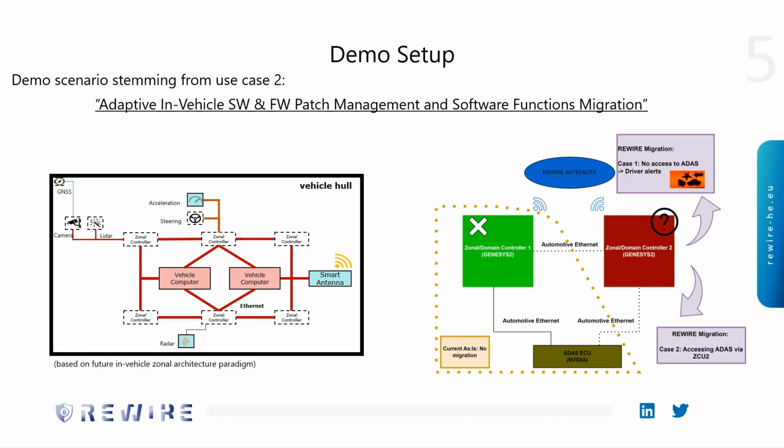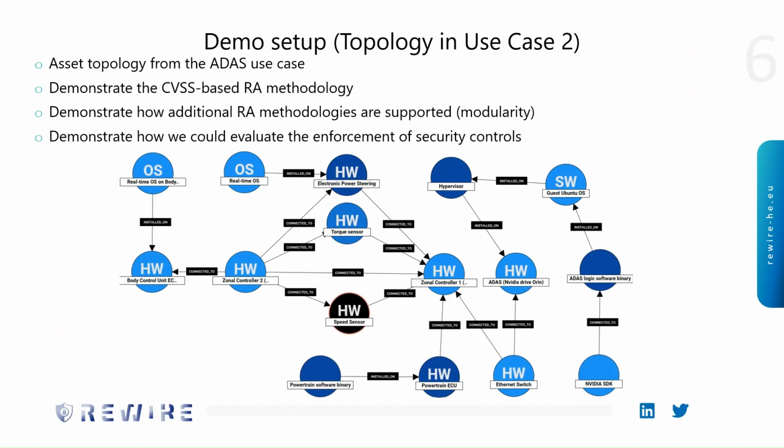First of all, in the context of the risk assessment platform, we want to model the in-vehicle topology, and this implies describing all the assets and interconnections from within the in-vehicle computer and the surrounding zonal controllers and peripheral sensors and ECUs. Now, this is the result, as we will see in the demonstration. So, let's go to the demo.